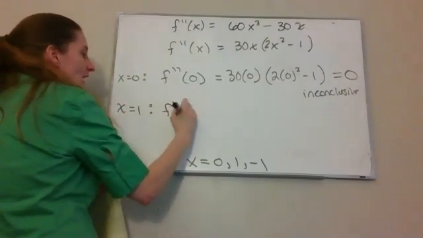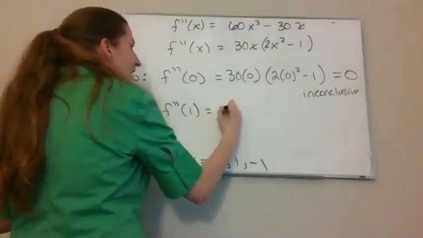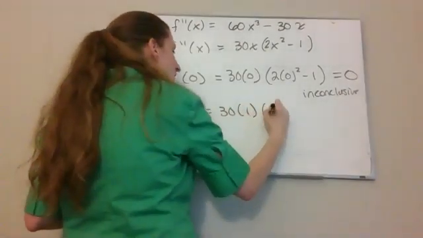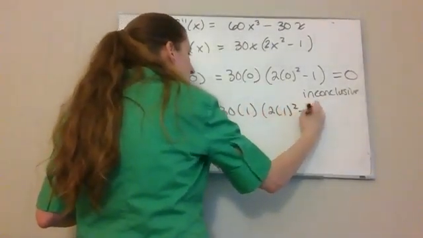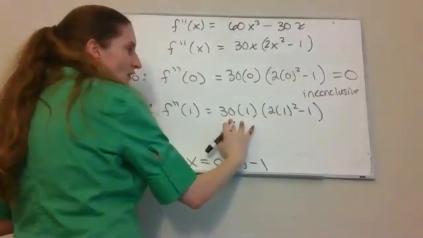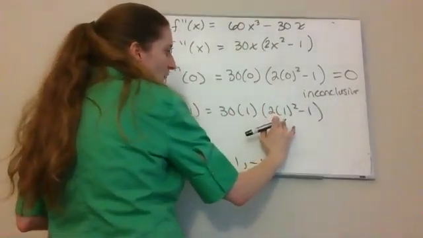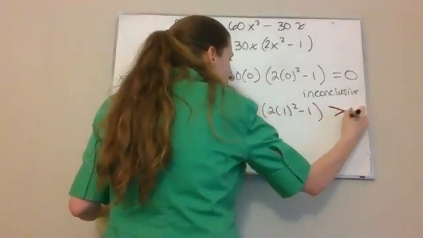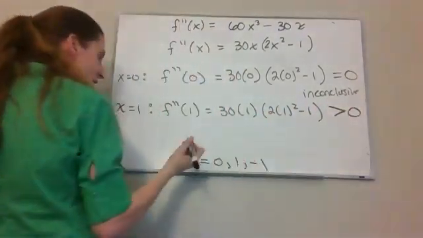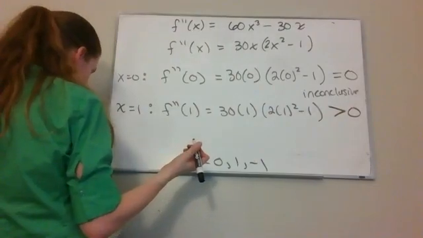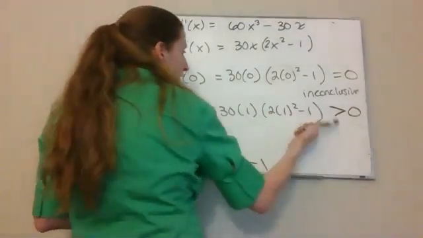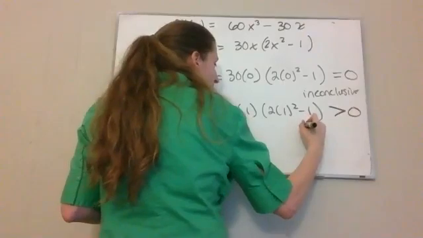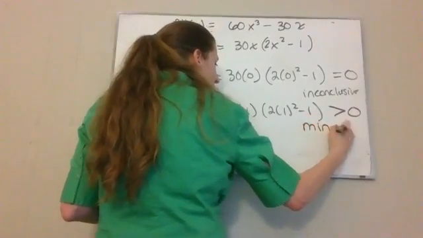If I plug x equals 1 into the second derivative, 30 times 1 is positive. 2 times 1 squared minus 1 is positive. So I get something greater than 0. No matter what it is, all I know is it's greater than 0, and that's fine. Second derivative being positive means that this is a relative minimum.